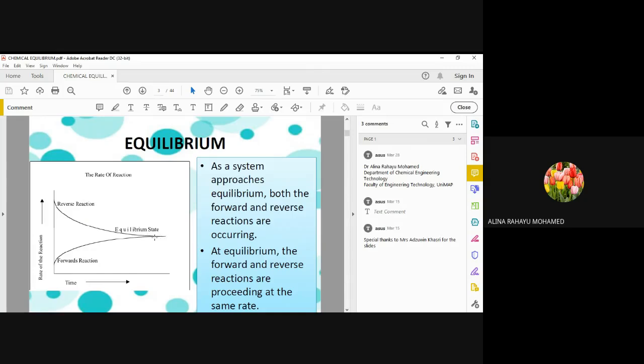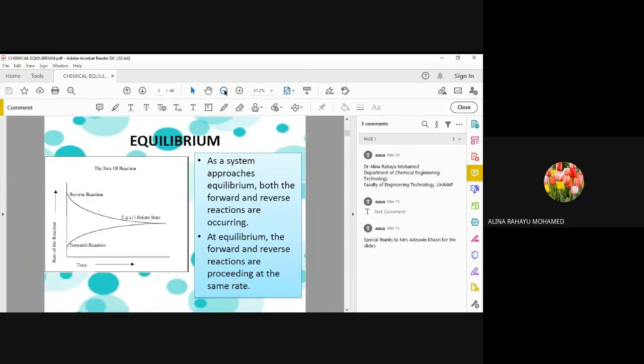This point. As the system approaches equilibrium, both the forward and reverse reactions are occurring. So both happen, the forward and also the reverse reaction. At equilibrium, the forward and the reverse reaction are proceeding at the same rate. At this point here, the equilibrium state, the forward reaction and the reverse reaction proceed at the same rate.